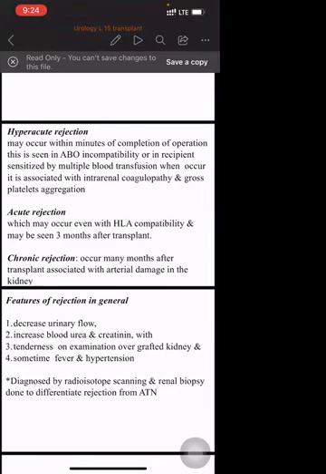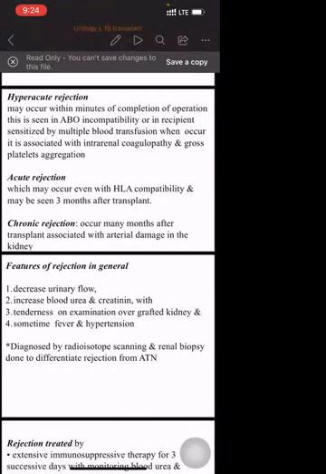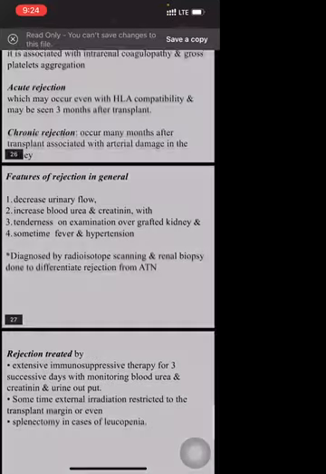a hyperacute rejection. Two, acute rejection, which may occur even with HLA compatibility and may be seen up to 3 months after transplant. So hyperacute rejection is on the operating table. Acute rejection may range from first day to 3 months. We call it acute rejection. A chronic rejection occurs many months after transplantation associated with arterial damage in the kidney.